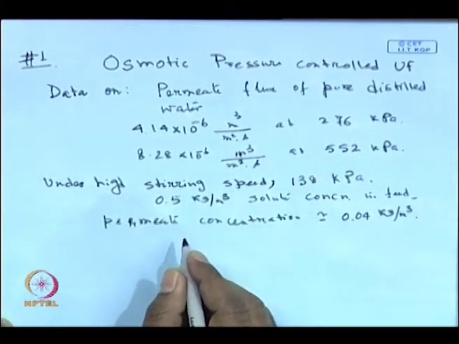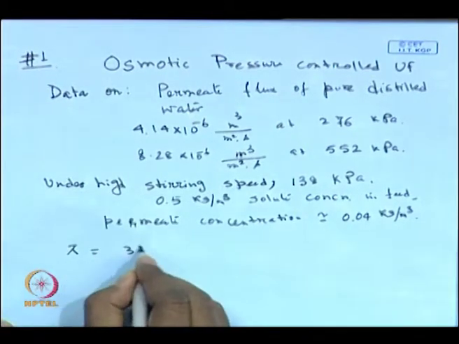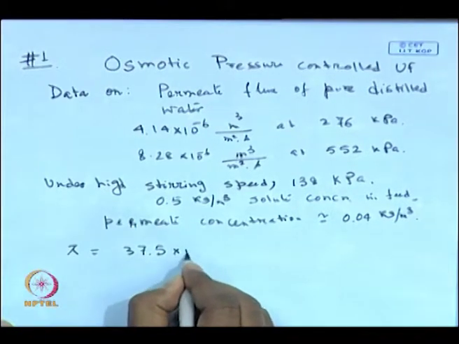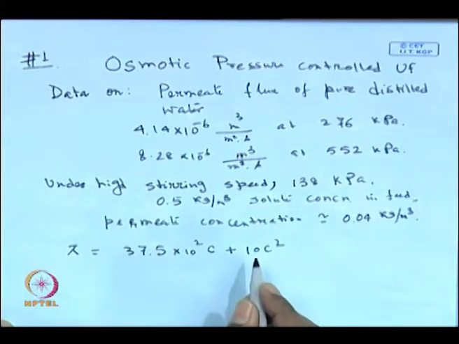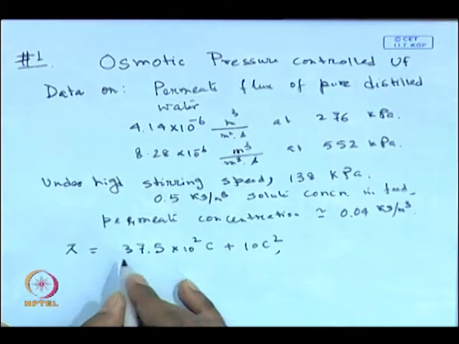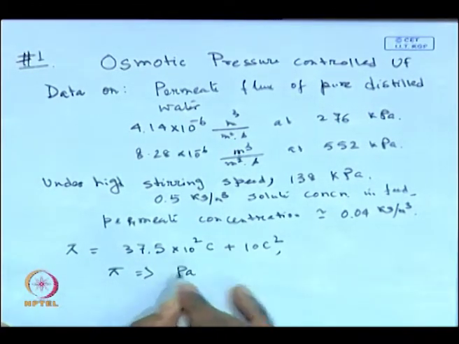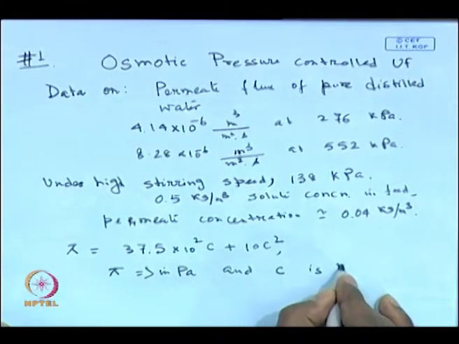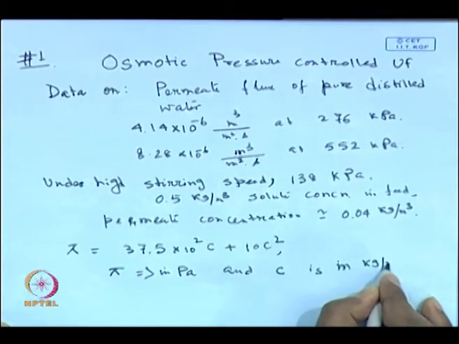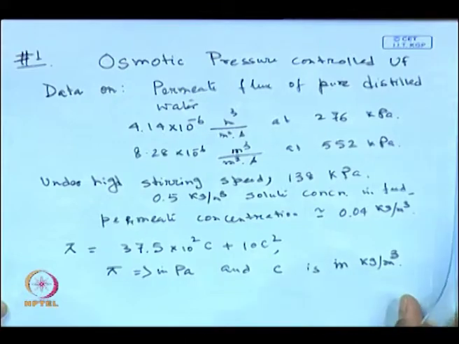The osmotic pressure of the solution is also given as pi equals 37.5 into 10 square C plus 10 C square. This is the osmotic pressure as a function of concentration, where the units are very important because this is an empirical relation. Pi is in Pascal and C is in kg per meter cube. So, these are the data given, and what is the actual problem?